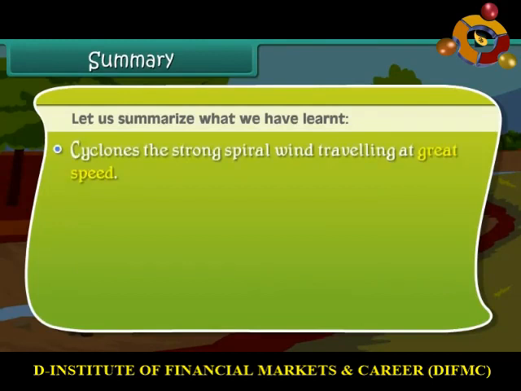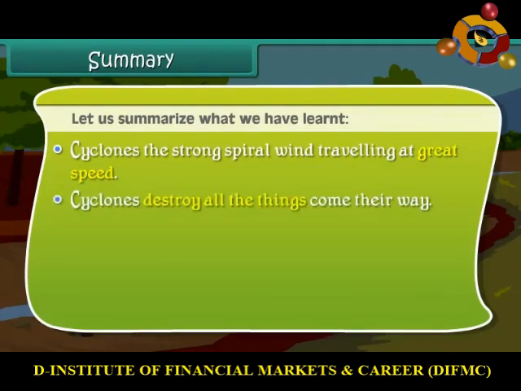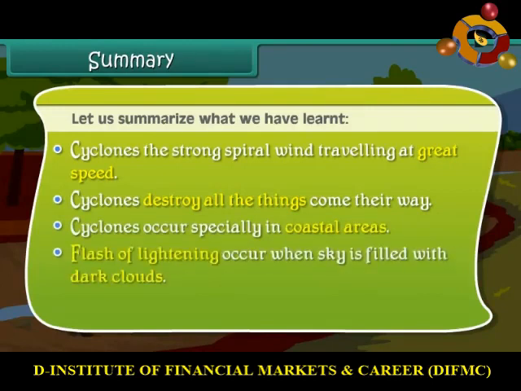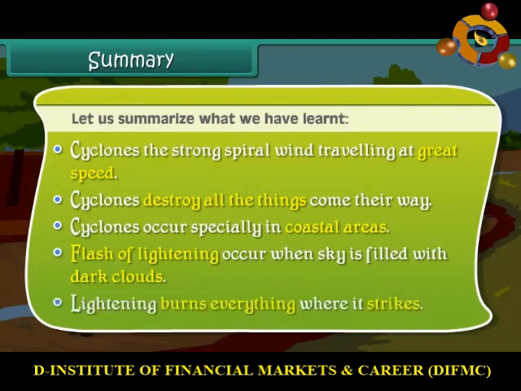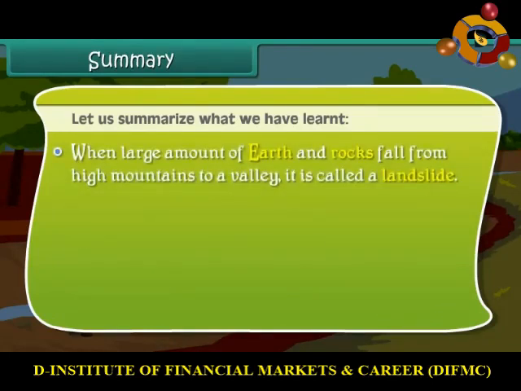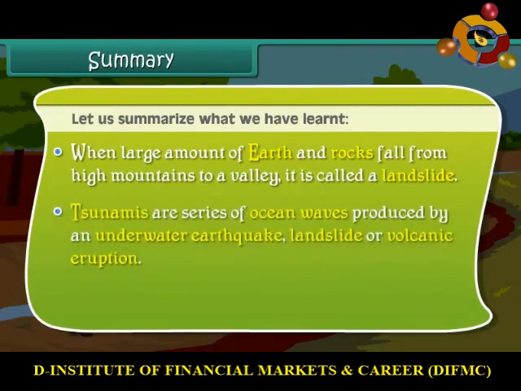Cyclones, the strong spiral wind traveling at great speed. Cyclones destroy all the things that come their way. Cyclones occur especially in coastal areas. Flash of lightning occurs when the sky is filled with dark clouds. Lightning burns everything where it strikes. When a large amount of earth and rocks fall from high mountains to a valley, it is called a landslide. Tsunamis are a series of ocean waves produced by an underwater earthquake, landslide, or volcanic eruption.